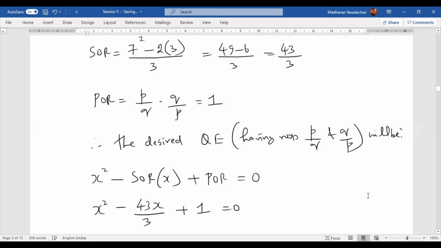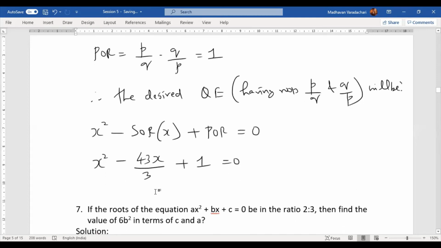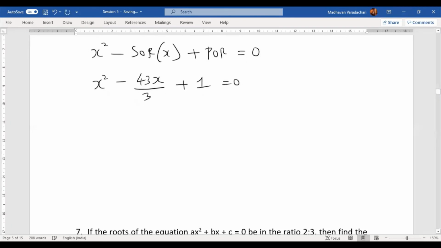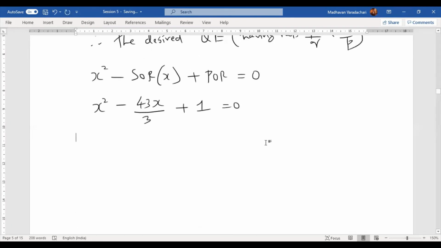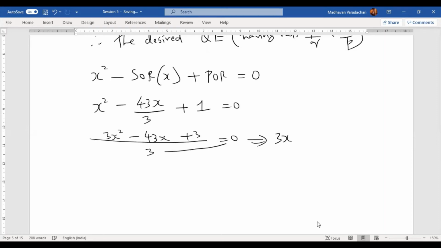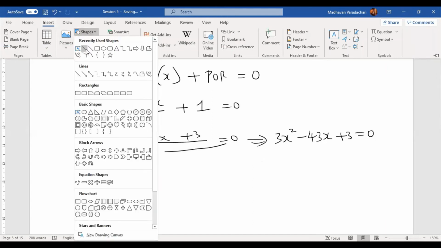But generally, any quadratic equation, or rather any equation, you generally avoid the fractions. So what you do, you take an LCM as 3. What will happen? This will become 3 into x square minus 43x plus 3 equal to 0. Again, cross multiplying, we get 0. So the resulting quadratic equation is 3x squared minus 43x plus 3 equal to 0. That is the result for this particular problem.